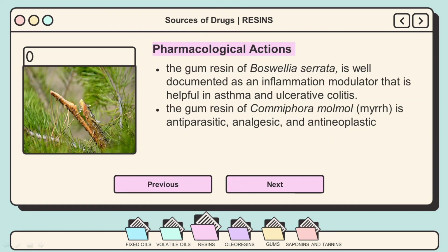And also, the gum resin of Boswellia serrata is well documented as an inflammation modulator that is helpful in asthma and ulcerative colitis. Furthermore, the gum resin of Commiphora mukul is antiparasitic, analgesic, and antineoplastic.